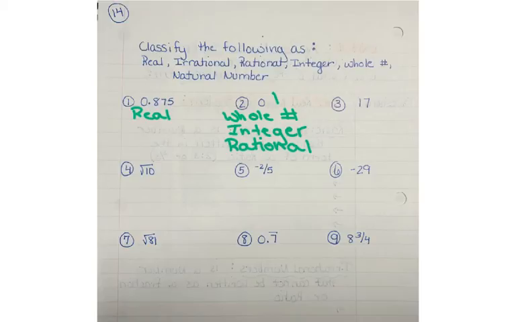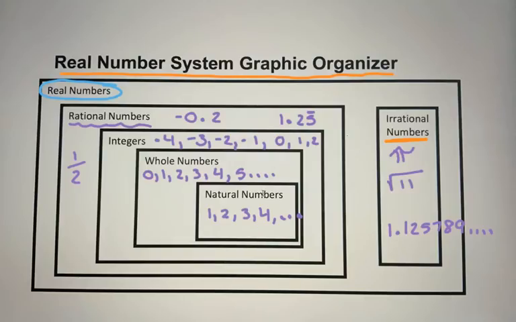So you're going to see that these might be labeled more than one. Okay, you should always have at least two. It should be real and something. And then you have to determine which other ones it is. So you can use our graphic organizer to determine that. So if it falls under a natural number, that means it's also a whole number. It's also an integer, rational, and real. If it's an irrational number, then it's irrational and real. Okay, so use the graphic organizer to help you a little bit with that.